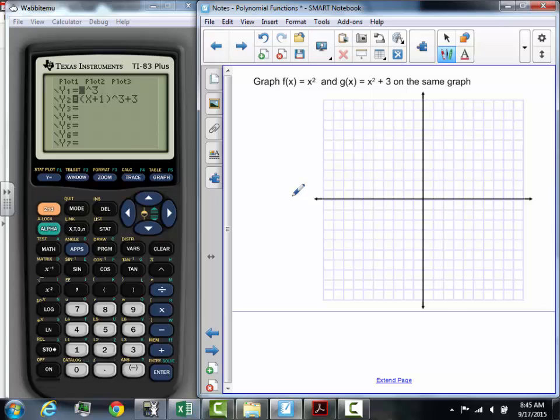Let's just talk about how these graphs here work. Are these two graphs essentially the same as each other? I would say, yeah, they're almost the exact same. What's the only difference? Well, this guy's got a +3. So let's talk through what this function means.